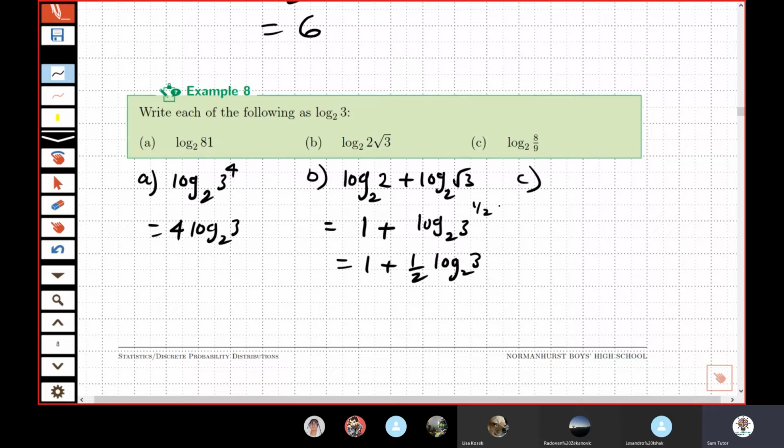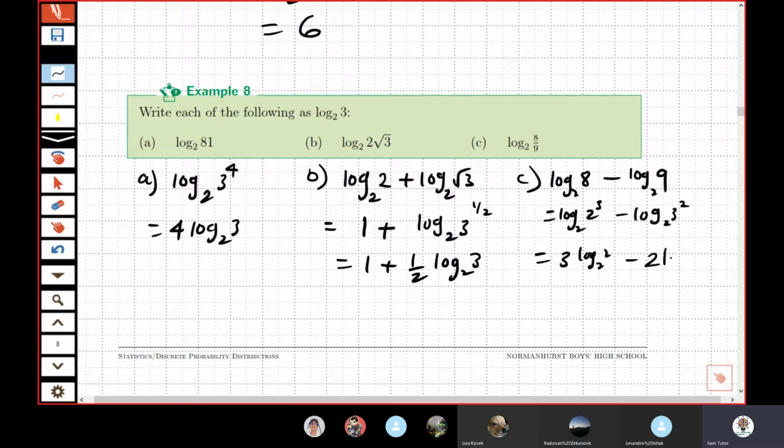And C. C is log 8 over 9. That becomes log 8, take away log 9. Log 8 is 2 cubed. This is 3 squared. Bring the 3 down. Log 2 is just going to become 1. Bring the 2 down. Log 3s is exactly what you wanted, and that becomes just 1. So your answer is 3, take away 2 log 3s.